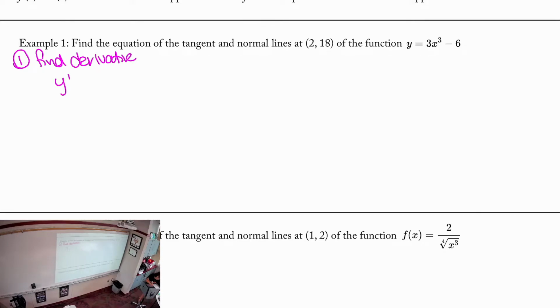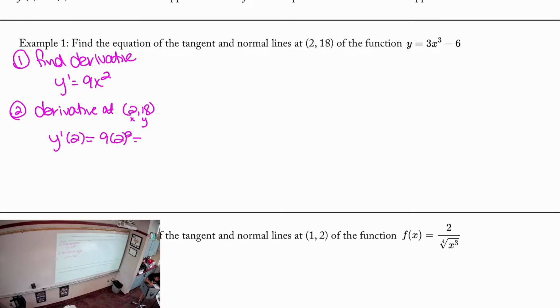Okay, so I need y prime. What's y prime? 3 sin x squared. Then I need the derivative at 2, 18. I have an x value and a y value. So y prime of 2 is 9 times 2 squared, which is apparently harder than taking the derivative. 36.